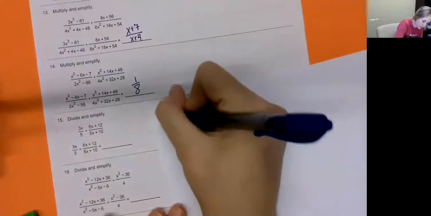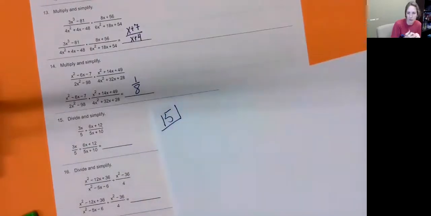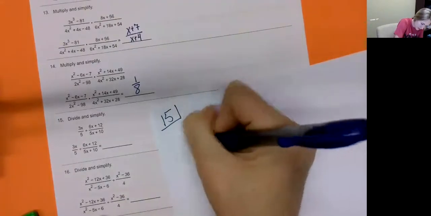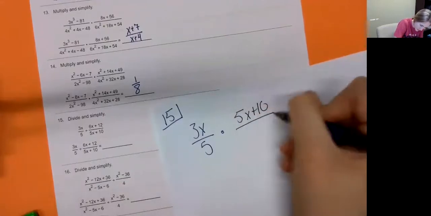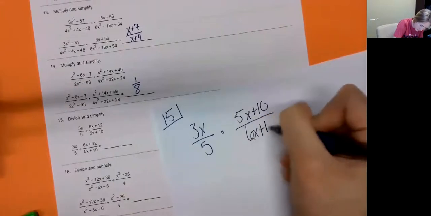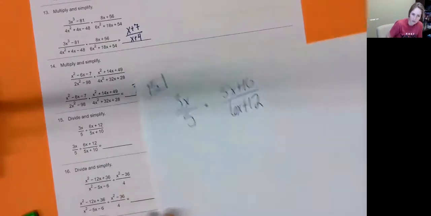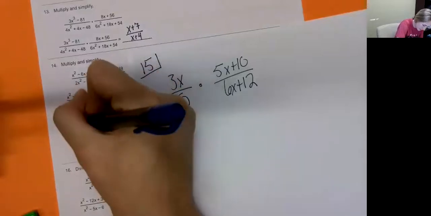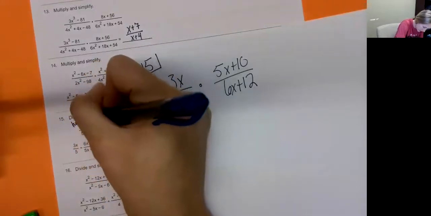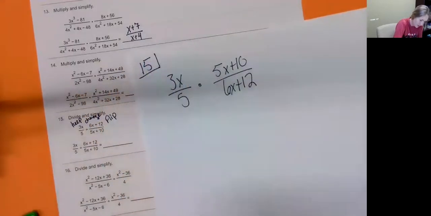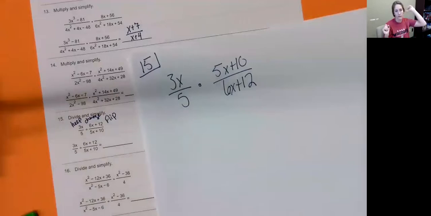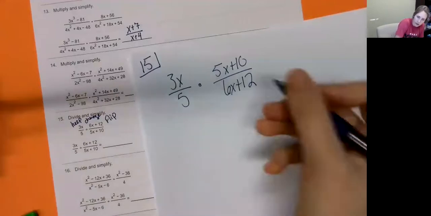All right, now we're to our division part, and it's the exact same. You just have to remember where in the beginning when we were talking about keep, change, flip, we're going to do that again. So we keep 3x divided by 5. We're going to change it to multiplication, and we're going to flip these. So keep, change, flip. And the next 4 are all like this. So keep, change, flip.